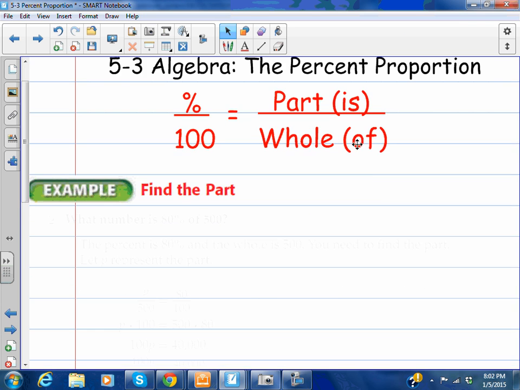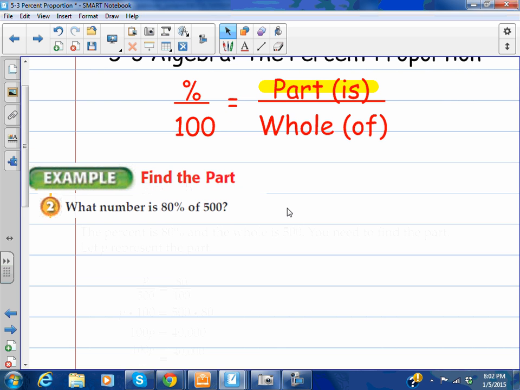If you're looking for the part, so now we know the percent and we know how much out of, we're looking for what it is. So say you're looking to find a score on a test or something, and I want to know what is 70% of a total of 48 or something like that. You can do that by following these steps as well. So if we're looking for what is 80% of 500, maybe you have a big test, 500 points.